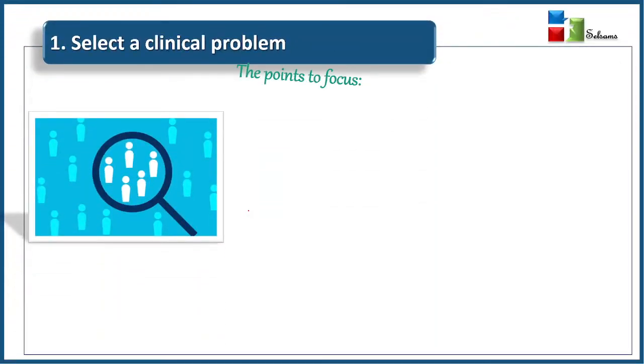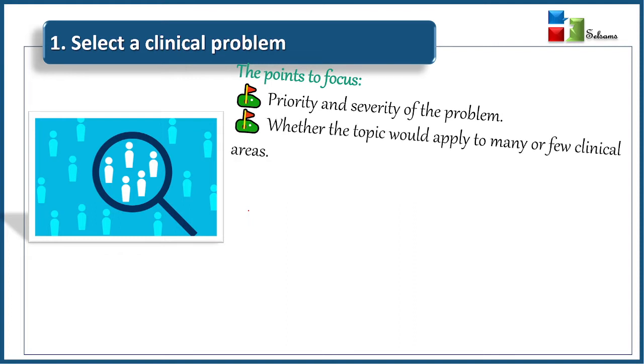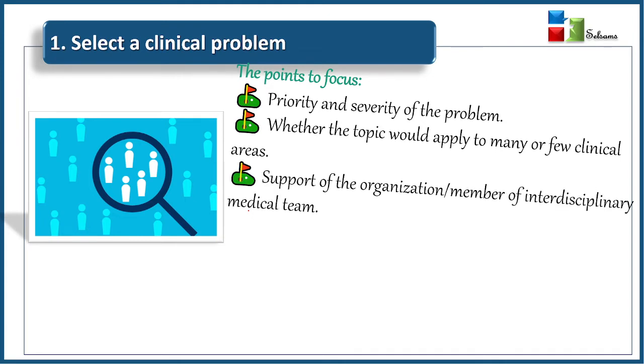Select a clinical problem. This is the first step, right? So when you're going to select the problem, you need to know what the priority is. Otherwise, severity has to be focused. Whether the topic can be applied to many or only few clinical areas, that also has to be considered. You need to get the support of an organization and the members of the medical team. Otherwise, it will be very difficult to run the program.